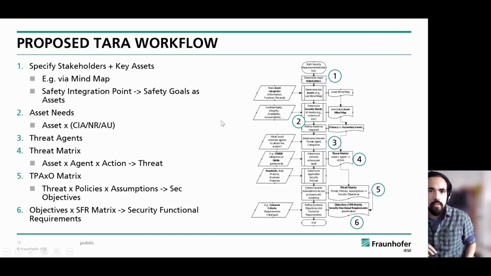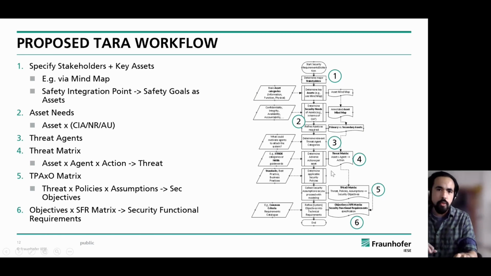So shortly, the workflow acts as I described. We begin by identifying some assets. This can be done using, for example, a mind map or other techniques. And for each of the assets, we identify what kind of needs we have for them. And then we can establish a list of threat agents based on generic lists and then refine them as the application needs in more detail.